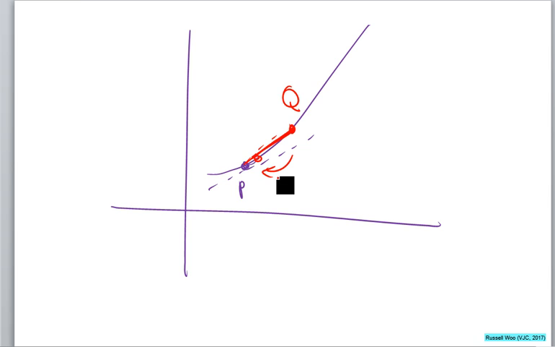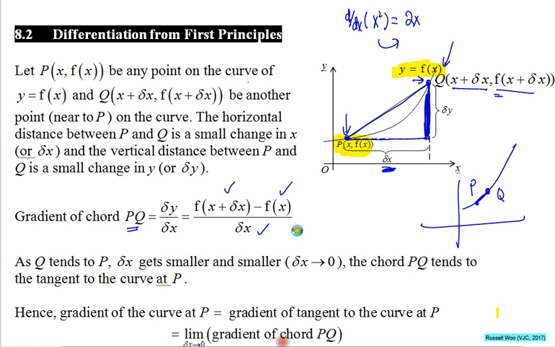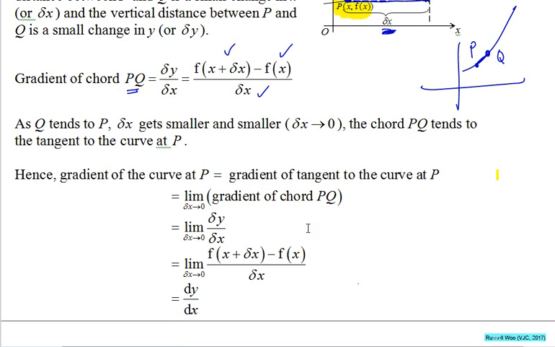And it must be super close, so close that delta x tends to 0. Now you know why I talked about limits just now. That means Q must be super close to P such that your delta x is super small, then it will be the tangent at P. So that's what I was talking about here. As Q tends to P, delta x gets smaller, and this is the most important line: the chord tends to the tangent at P.